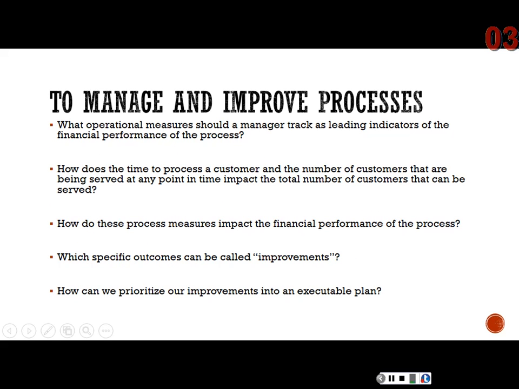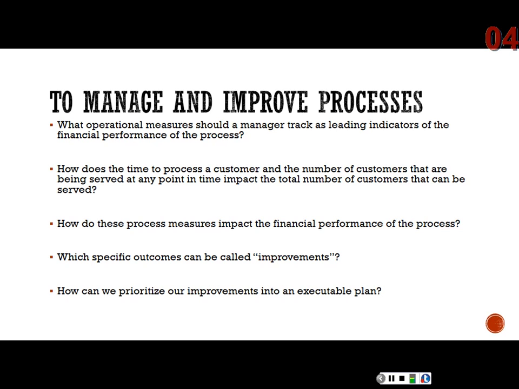So if we're trying to manage and improve these processes, and we can use the Vancouver International Airport or the phone example, what operational measures should a manager track as leading indicators of the financial performance of the process? And having read The Goal, some of these should come, you should be able to tie these into the book as well, right? Because he talks about inventory, throughput, and flow time in The Goal, okay?